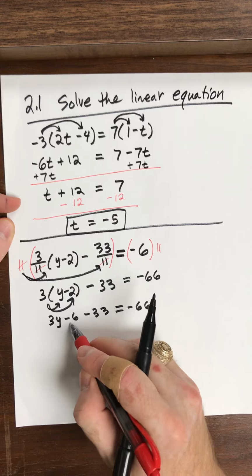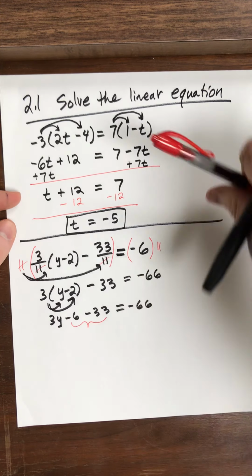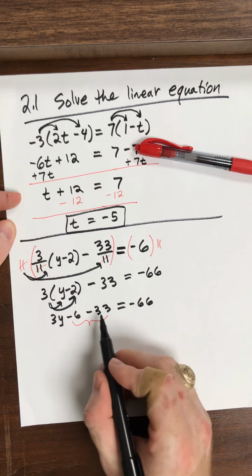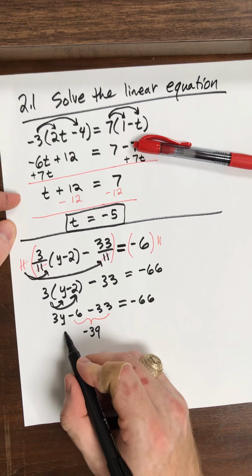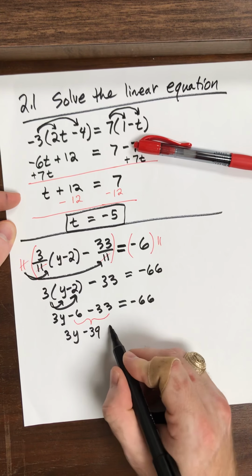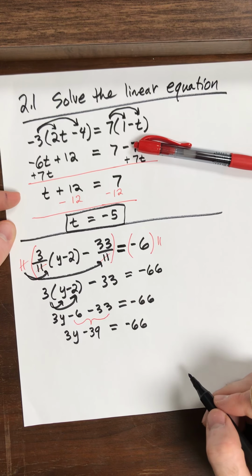I think what I'll do here is combine my like terms. Okay, so when I combine those like terms, -6 and -33 is -39. And so I have 3y minus 39 equals -66.